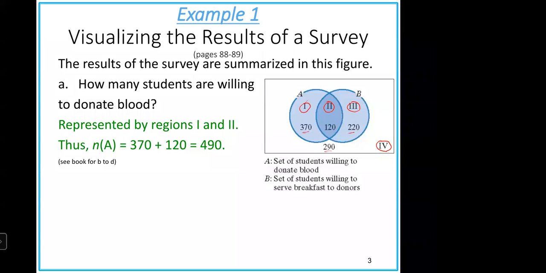Okay, so we have next here Miss Fernanda. Question D is asking how many students are willing to donate blood or serve breakfast. Ms. Fernanda? Ms. Fernanda, are you there?